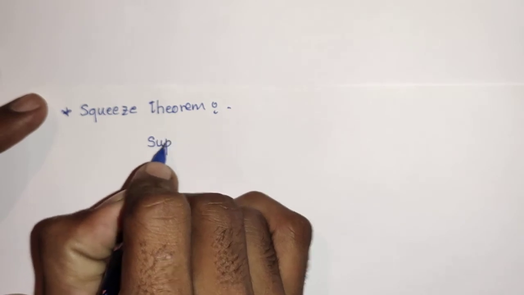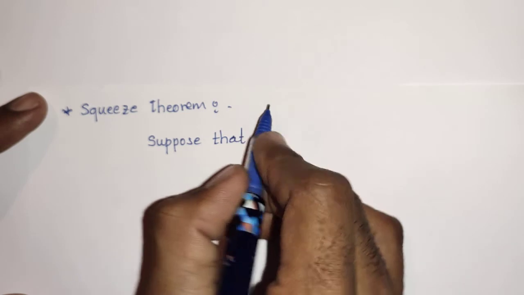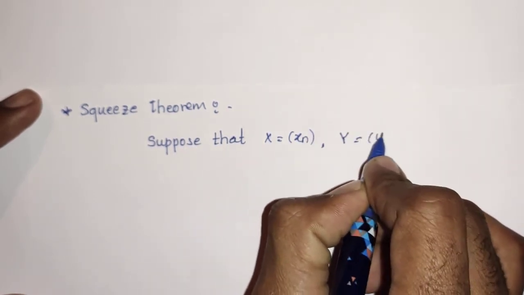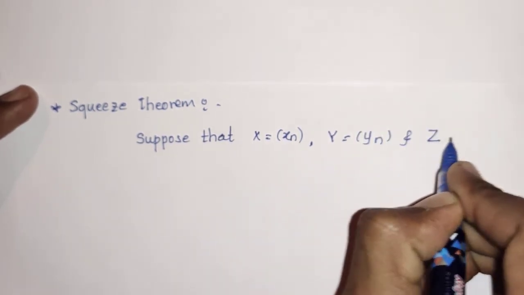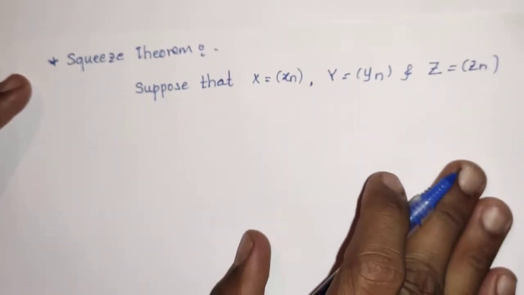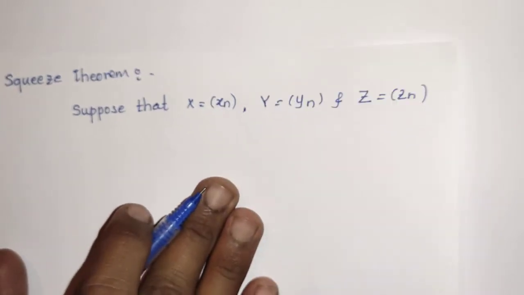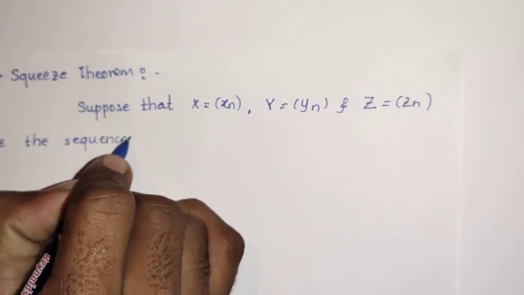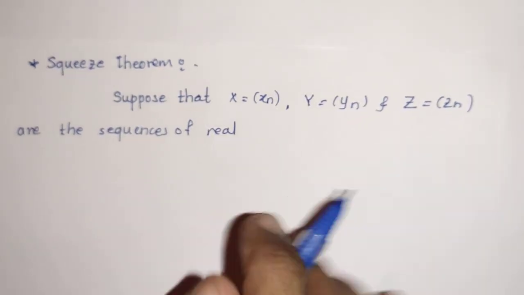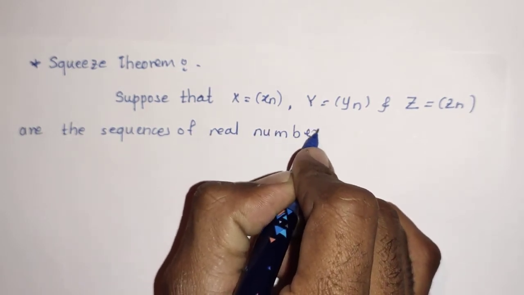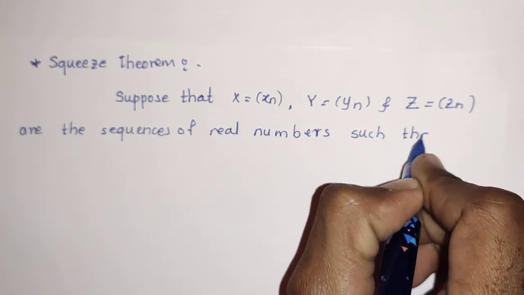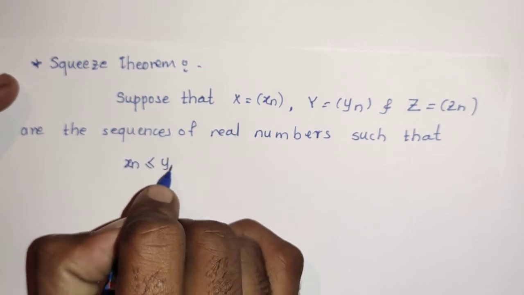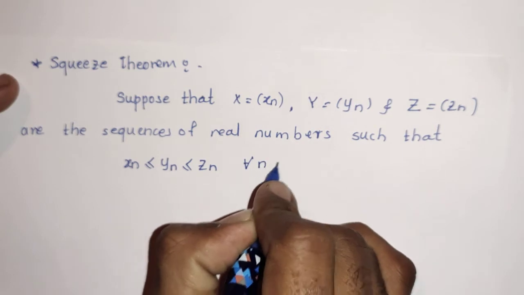suppose that X equals xn, this is the notation of the sequence xn, Y equals yn, and capital Z equals zn are sequences of real numbers such that xn is less than or equal to yn is less than or equal to zn for all n belonging to the set of natural numbers.